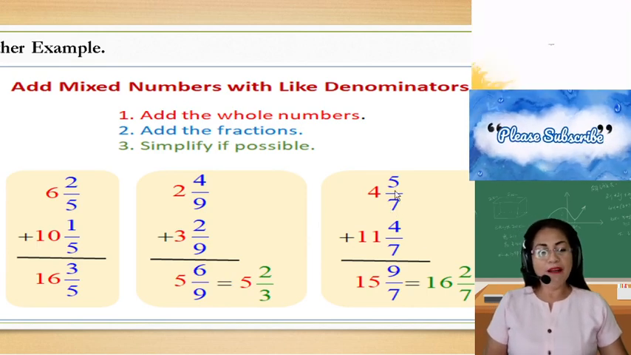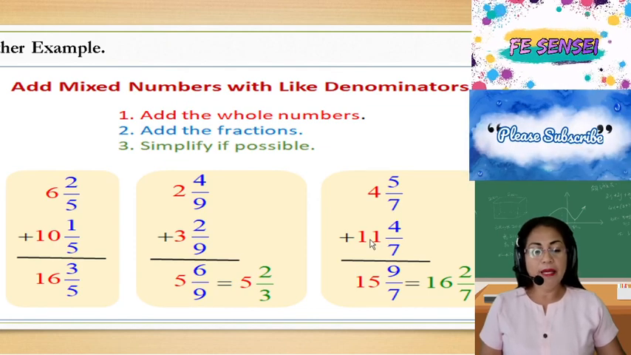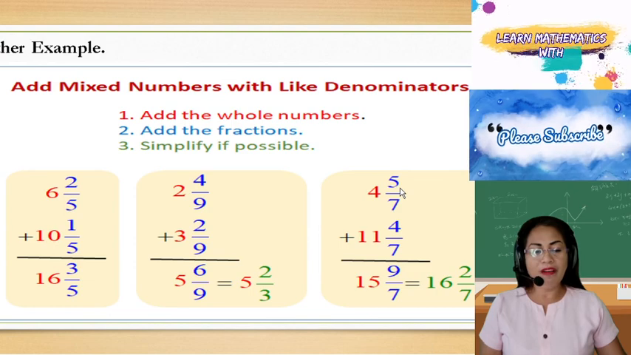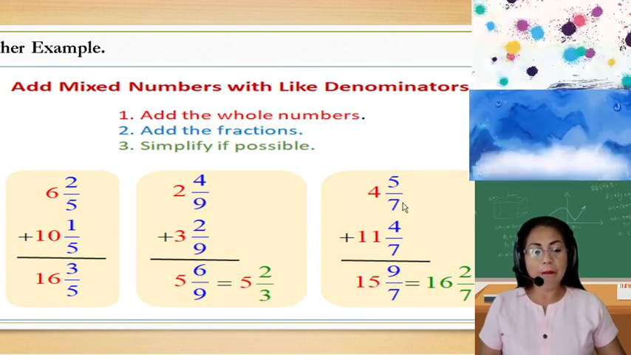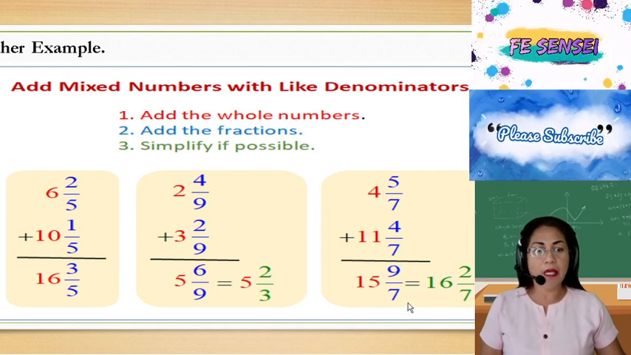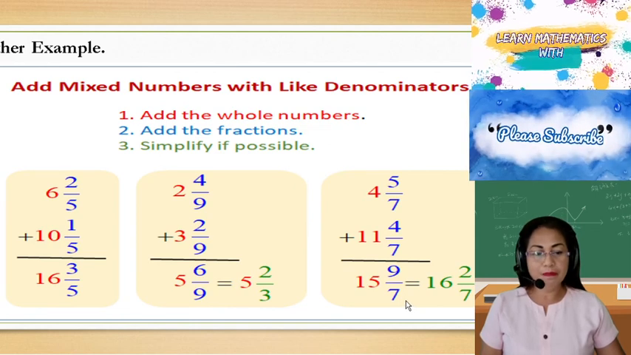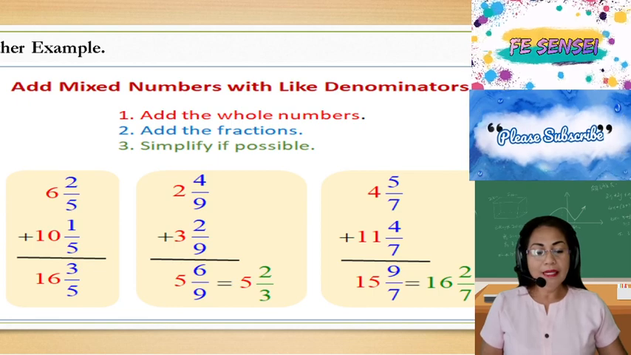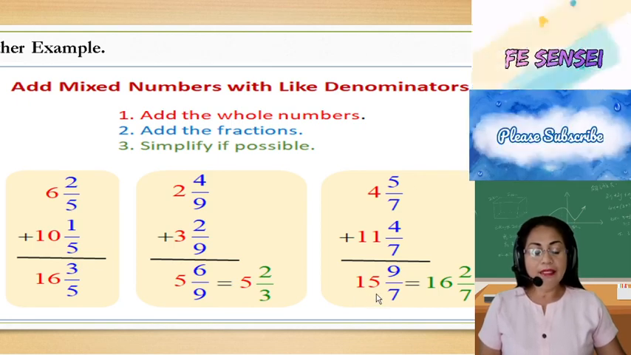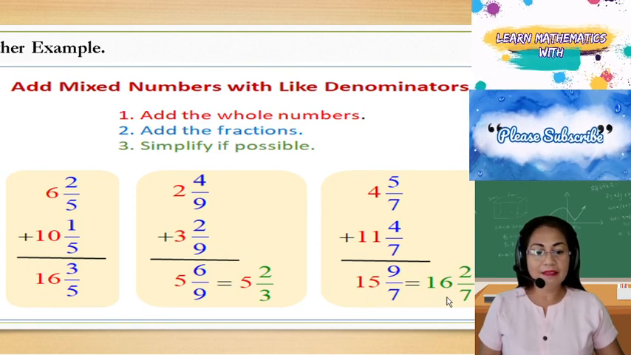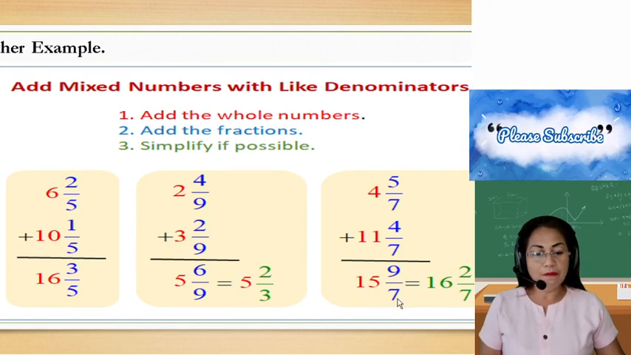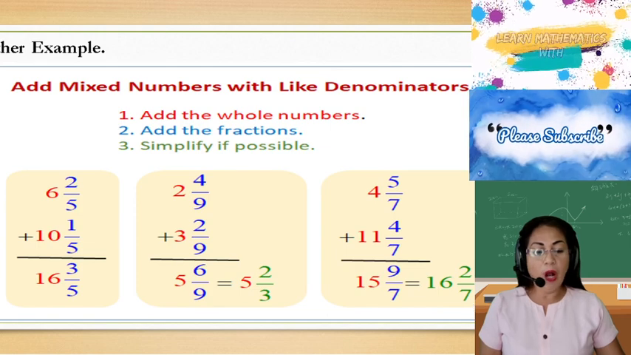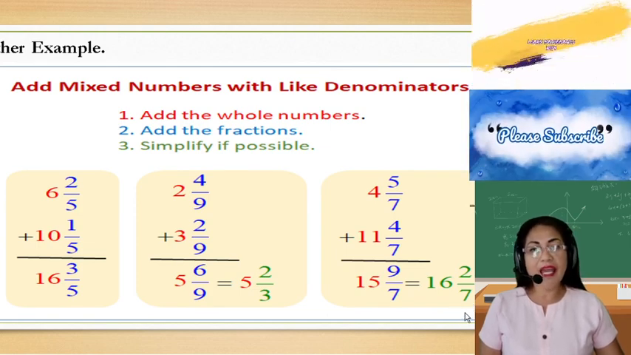Another example. 4 and 5 over 7 plus 11 and 4 over 7. So 11 plus 4 is 15. And the numerator 5 plus 4 is 9. And copy the common denominator 7. 9 over 7 is an improper fraction. 9 divided by 7 is 1. So 1 will be added to 15, and 15 plus 1 equals 16. Then 9 minus 7 is 2. And copy the denominator 7. So our final answer is 16 and 2 over 7.